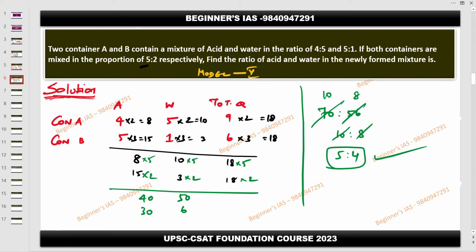Understood? First step is you need to make the quantity the same. After making the quantity the same, you are taking this much part with respect to the mixture. You are taking the 5 unit only with respect to the mixture. So in that complete mixture we are taking only the 5 part. In the second one we are taking the 2 part.